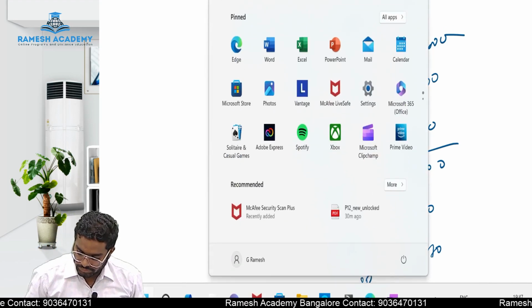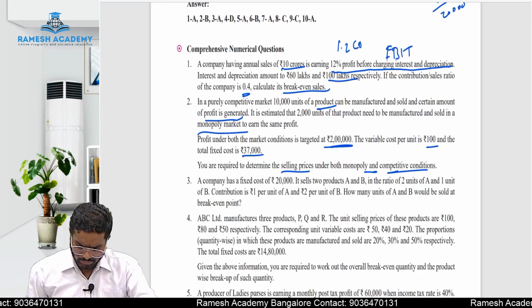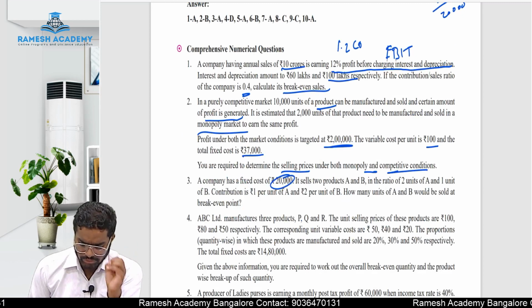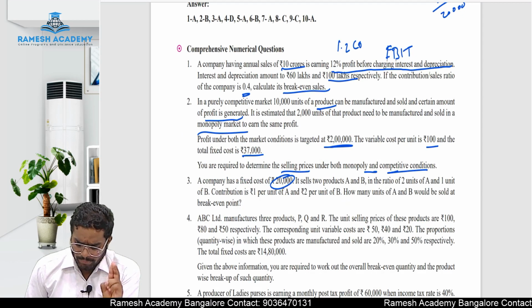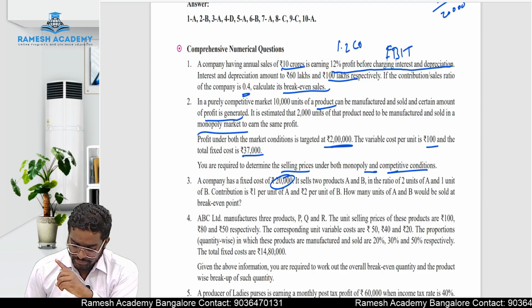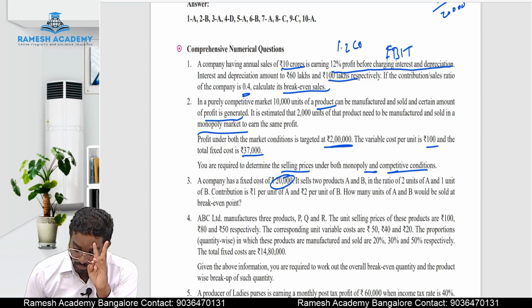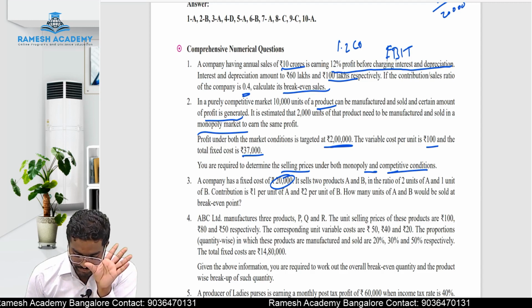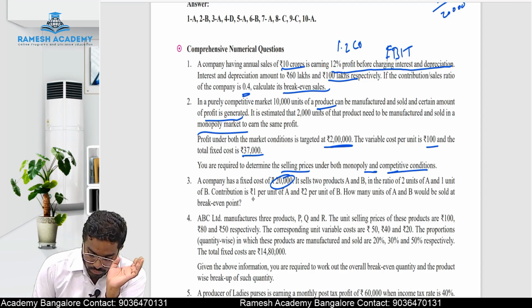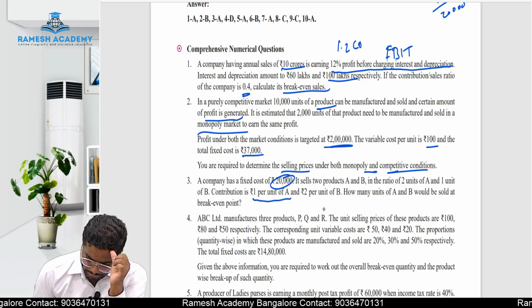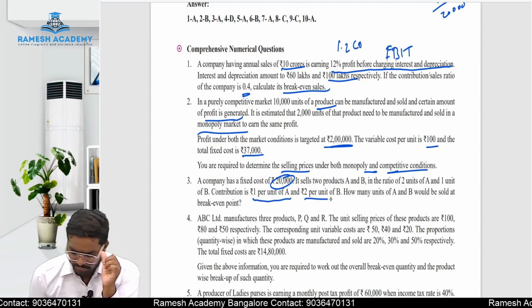Next we'll go to the third question. A company has a fixed cost of 20,000. It sells two products A and B in the ratio of 2:1. So if they're selling 2 units of A and 1 unit of B, the contribution is 1 per unit of A and 2 per unit of B.